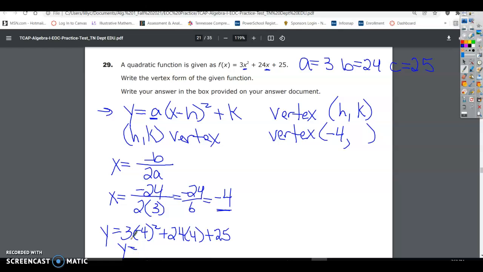So we're going to have 3 times negative 4 squared plus 24 times 4 plus 25. So y equals, let's see, 16 times 3 plus 24 times 4 plus 25. So this one's going to be 169. Did I do that correctly?